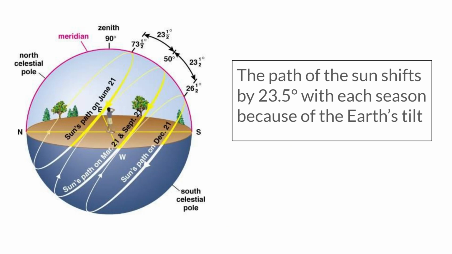One more interesting thing to note is that if we're looking at the seasons, right? June 21st, first day of summer, March 21st and September 21st, first day of spring and fall, and December 21st, first day of winter, we see that the path of the sun shifts by 23.5 degrees with each season. Notice that, remember, the sun's most direct rays on March and September 21st is on the equator, right? So we're using this as a reference.